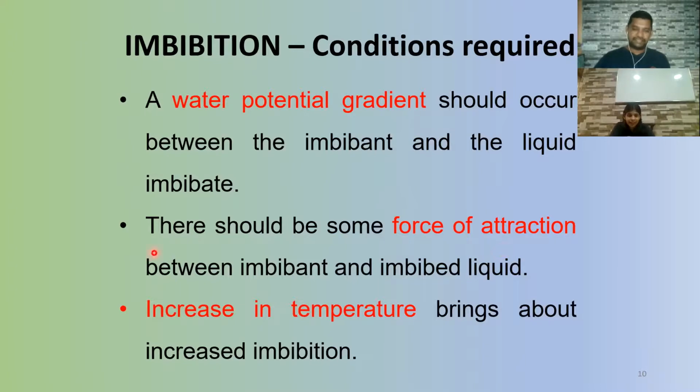And if you increase the temperature of any substance to some extent, the imbibition will also slightly increase. Suppose at a given temperature, imbibition takes place up to a certain extent, after which it stops. Then you increase the temperature slightly, and you will see more imbibition taking place. So for increased imbibition to happen, there has to be an increase in temperature. Understood the conditions?